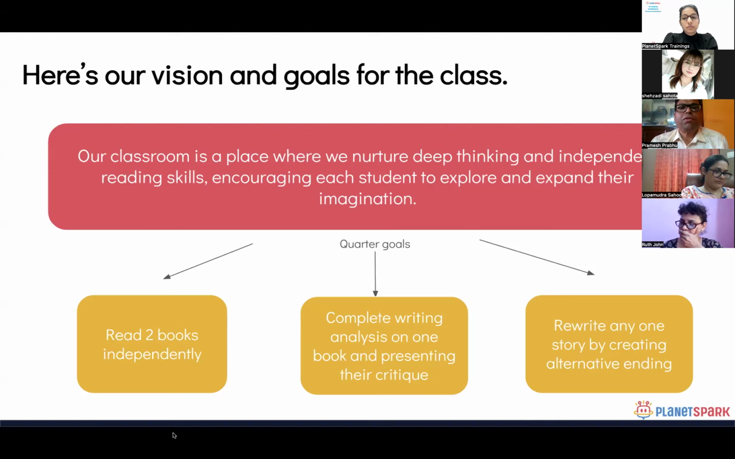Can it be more than one? 100%. Maximum 3, I said. 100%. One value won't help you reach this big vision.